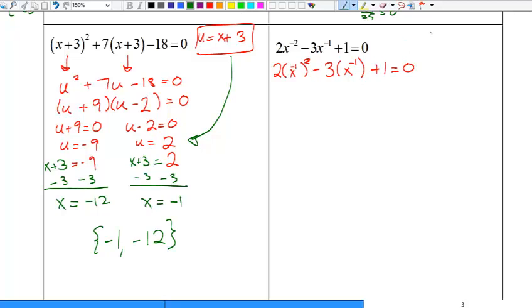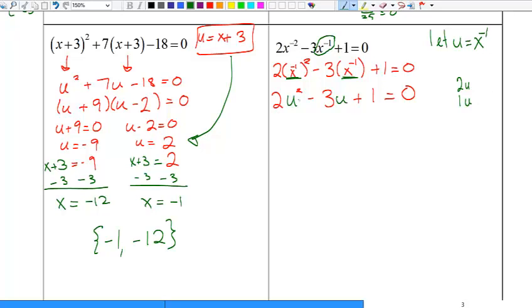I'm going to let u be equal to the middle term's variable part, x to the negative 1. That's the same thing that should show up in both parentheses. When I translate this x equation into u's, I get 2 times u squared minus 3 times u plus 1 equals 0. So I've translated it from the red x equation into u's. So now I'm going to solve in u's, because this is now just a quadratic equation. I'm going to now try to factor it.